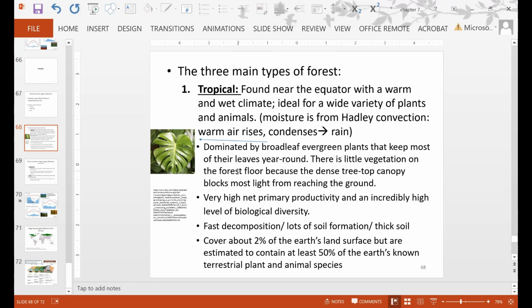There is little vegetation on the forest floor because the canopy of the trees is so dense that it blocks most of the sunlight from reaching the ground. There is very high net primary productivity in a tropical forest and an incredibly high level of biological diversity. There is fast decomposition, lots of soil formation, so the soil is thick. Tropical forests cover about 2% of the Earth's land surface, but are estimated to contain at least 50% of the Earth's known terrestrial plant and animal species.